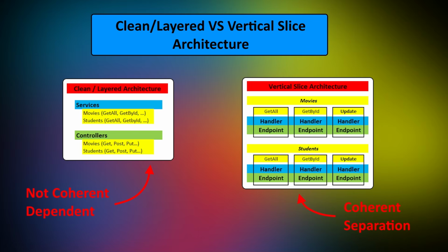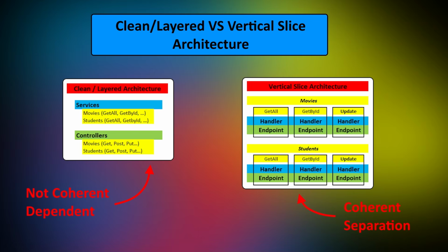The clean or layered architecture has services and controllers with endpoints. Each entity may have its own service or business logic layer, where we create methods to get all, get by ID, update, create, and delete from our entity. Then each entity may have a controller. This is dependent on the services, and we inject the service into the controller. In the controller, we define our get, post, put, and delete endpoints.